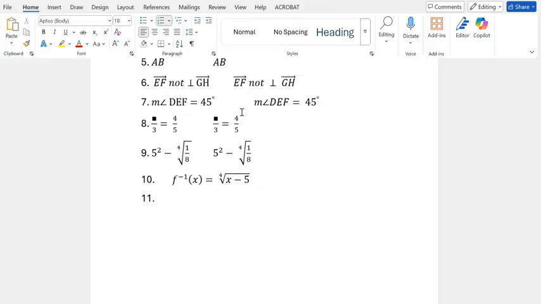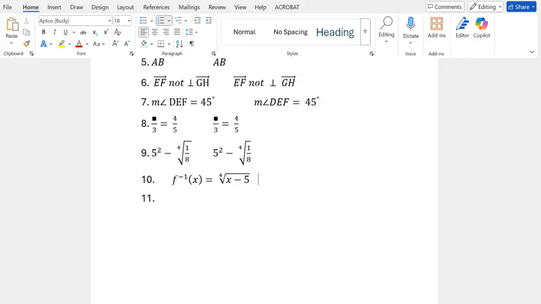F to the power of -1 left parenthesis x right parenthesis. Okay, so yes, I didn't let it finish reading it. It's F to the -1 power, parentheses x, equals the square root taken to the fourth degree, and inside the square root it says x minus 5.